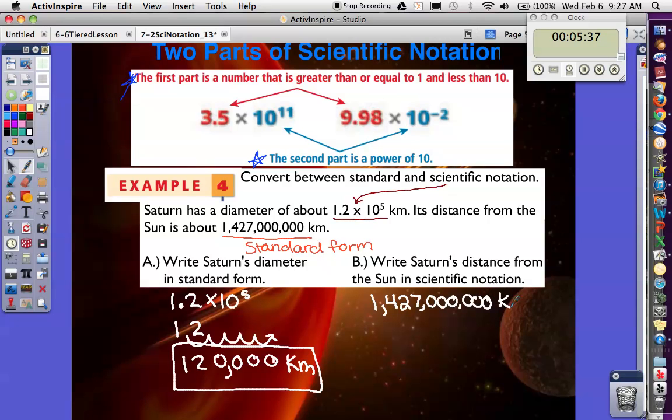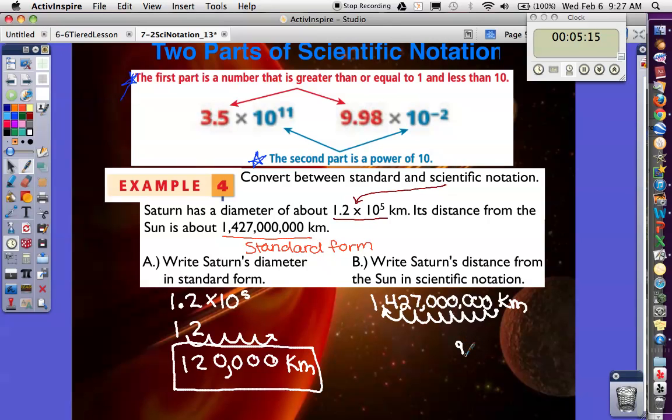Remember, to get it in scientific notation, you need a number between 1 and 10. Where's your decimal right now? Right here. How many places do you have to move it to get it to be a number between 1 and 10? 1, 2, 3, 4, 5, 6, 7, 8. Can I end right there? No, 9. So I moved it 9 places.